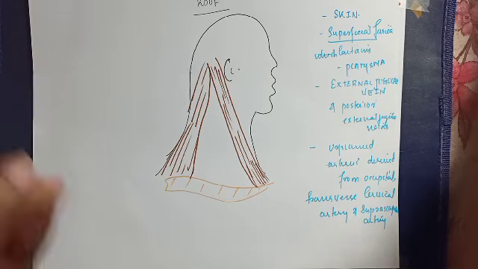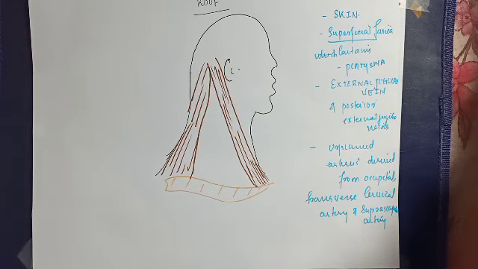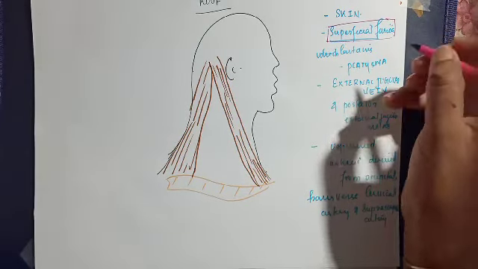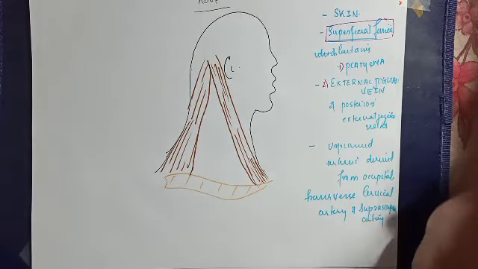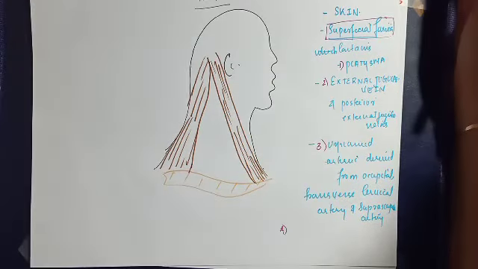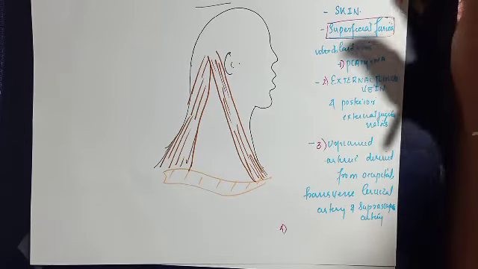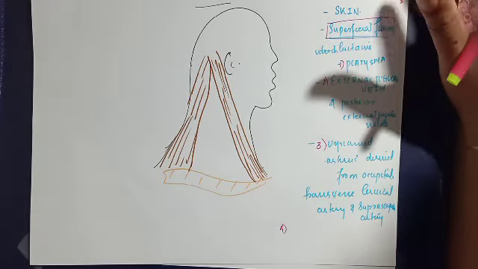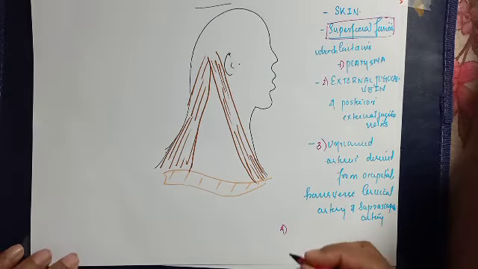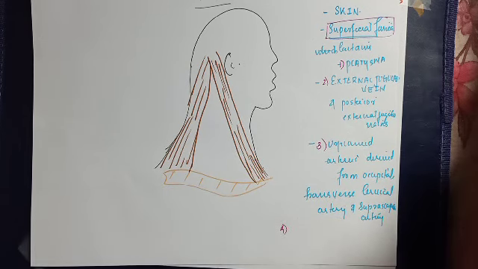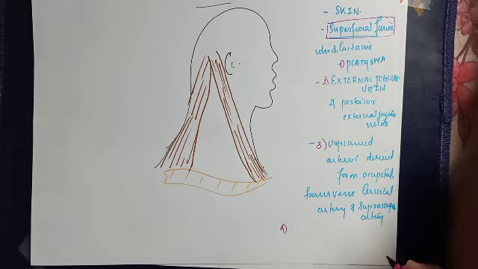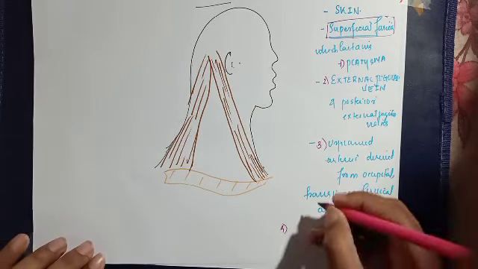So actually these structures are located in the superficial fascia: platysma, external jugular vein, and some unnamed arteries. And the fourth structure: the posterior triangle contains some branches of the cervical plexus. These branches become cutaneous, and these cutaneous branches of the cervical plexus will be present in the superficial fascia. So which are the cutaneous branches of the cervical plexus present in the superficial fascia here?